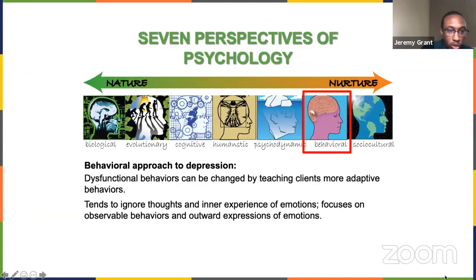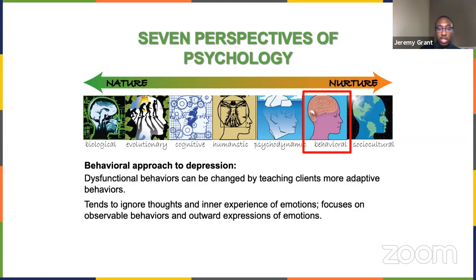Next is the behavioral approach to depression. For some cases, it can be best to approach depression by just changing your behavior. So without even attacking the thoughts underlying behavior, in some ways, it's useful to just attack the behaviors themselves. And so from a behaviorist perspective, there's a focus on observable behaviors and outward expressions of emotions rather than inner thoughts and inner experiences of emotions.